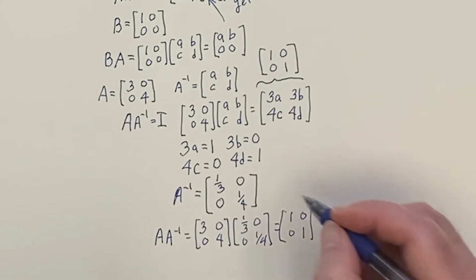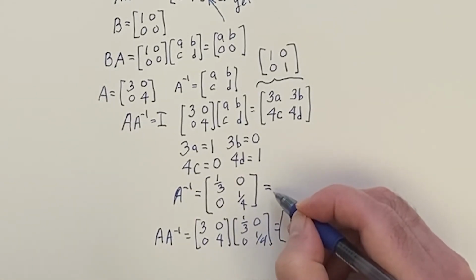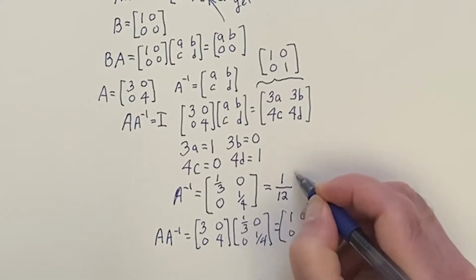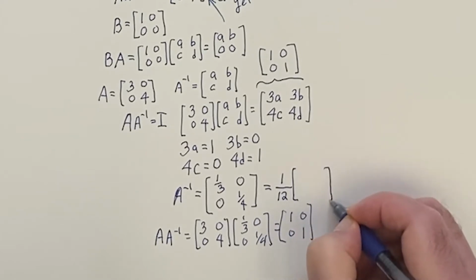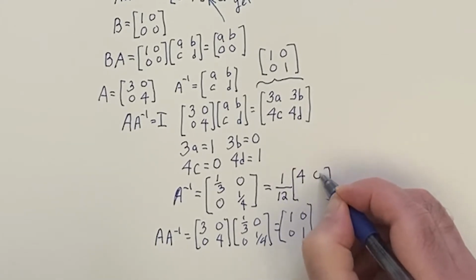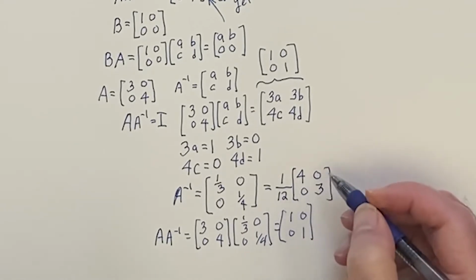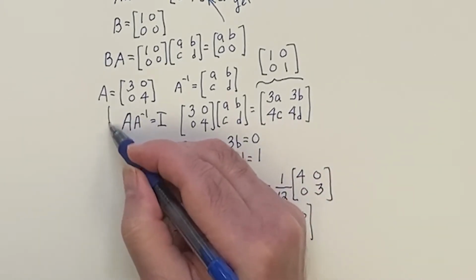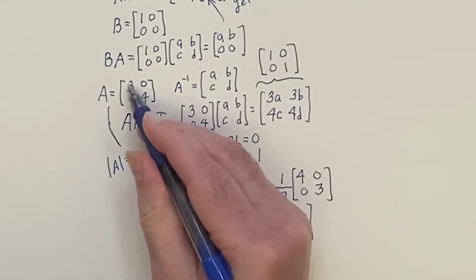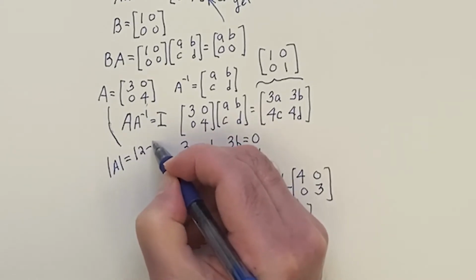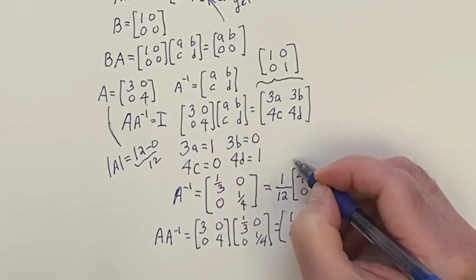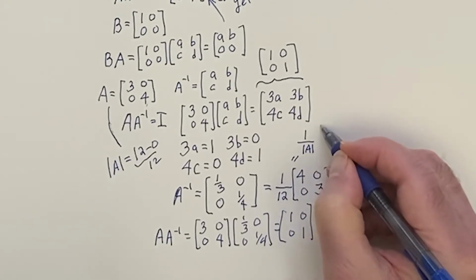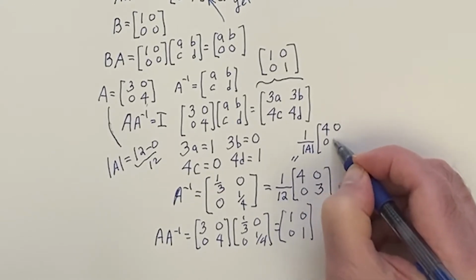Notice that this can be written as, watch this trick, we put the common denominator, say 1/12, out there, and then we could have a 4, 0, 0, 3. And that's kind of cool to write it like that because you see the determinant of A is 12 minus 0, which is 12. So this is actually saying 1 over the determinant. And that's insightful. It's relevant.